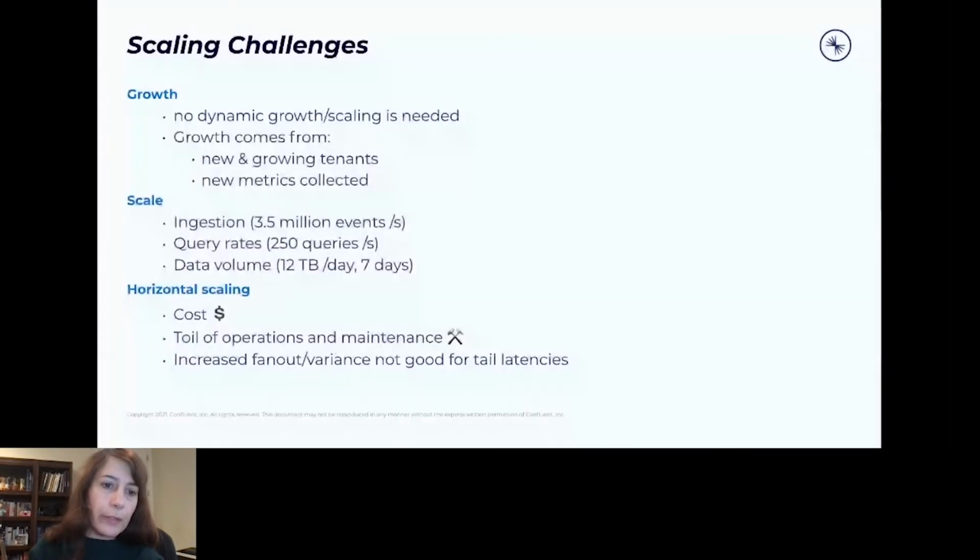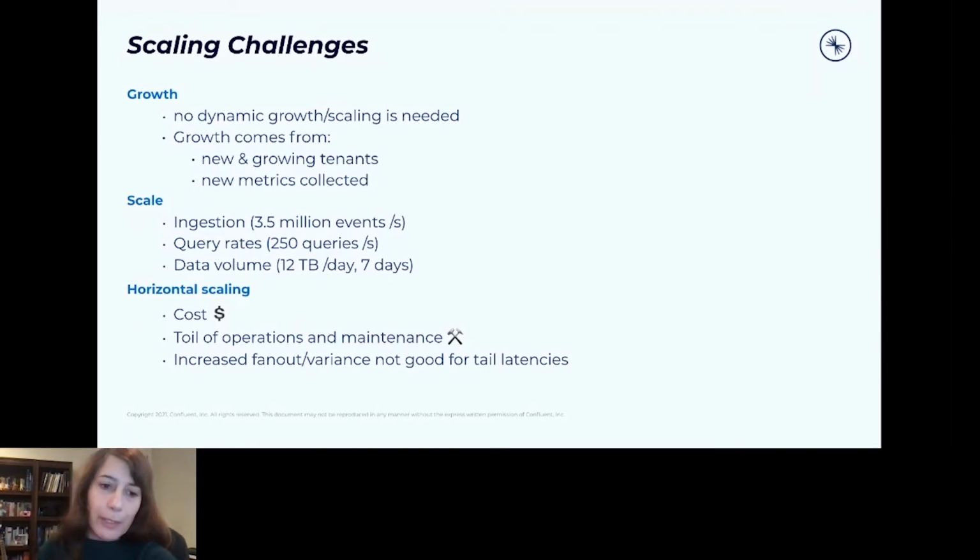So first of all, why do we need to scale? The reason is that we have growth, as Xavier showed previously. We don't have a spiky type of growth, so we don't need dynamic scaling. Our growth is more gradual, and it comes from either onboarding new tenants or growing tenants. Tenants can add to their number of topics, expand their partitions, or add clients. All of this means that we have to collect more data from their clusters.